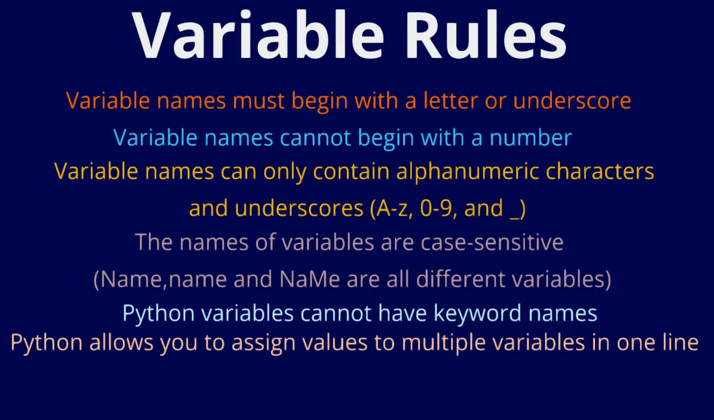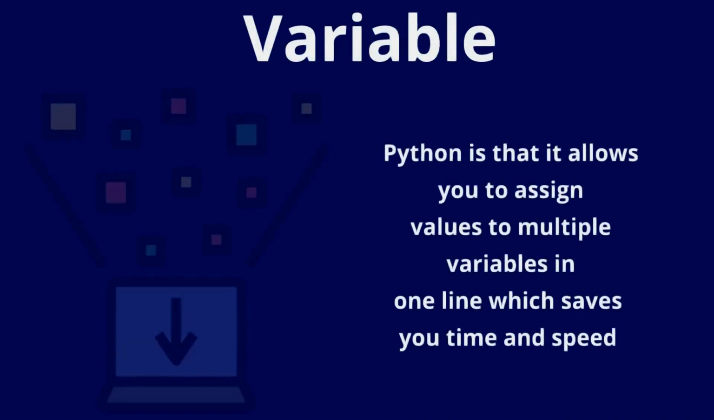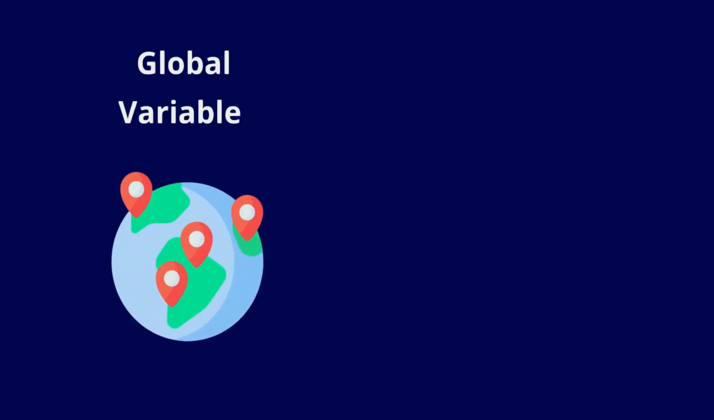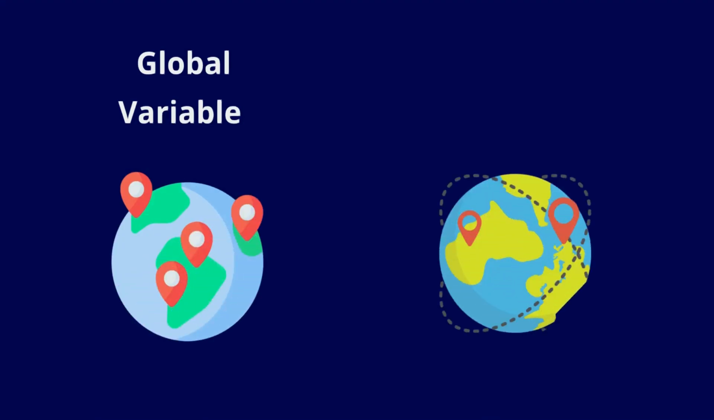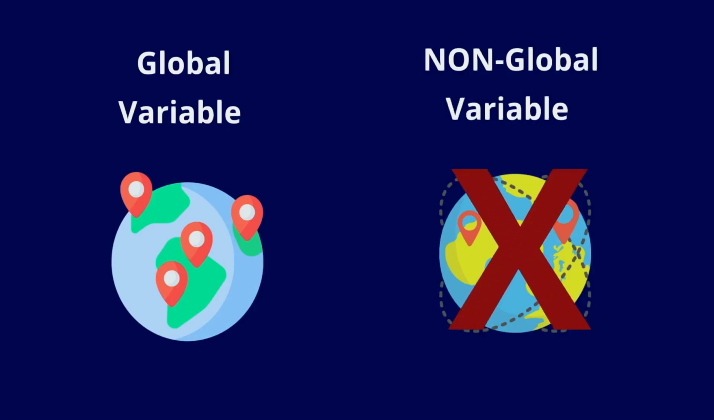Python allows you to assign values to multiple variables in one line. The good thing about Python is that it allows you to assign values to multiple variables in one line, which saves you time and speed. Global variables are variables that are created outside of a function and can be used throughout the code and program. We will learn more about functions soon, but right now let's focus on variables. Global variables can be used by everyone, both inside of functions and outside. Non-global variables are specific to only inside of the functions and they have no meaning outside the function.